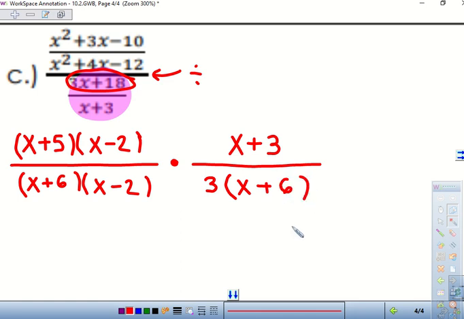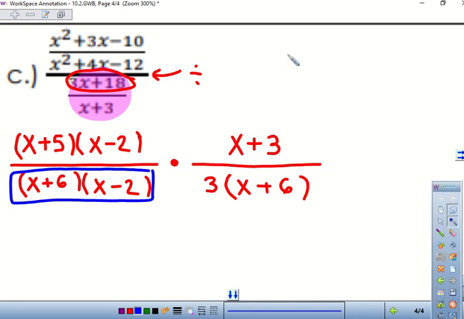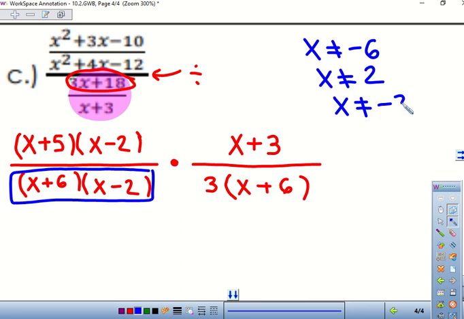And then, lastly, I need to find my restrictions, right? So these are part of the restrictions, and then this whole entire fraction makes restrictions because remember, the top was once the bottom. So x can no longer be -6. It can't be a 2, and it also can't be -3.